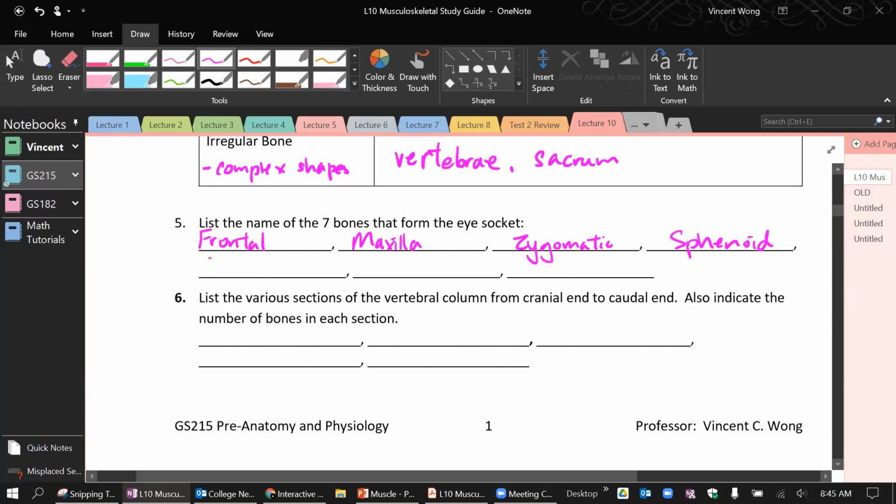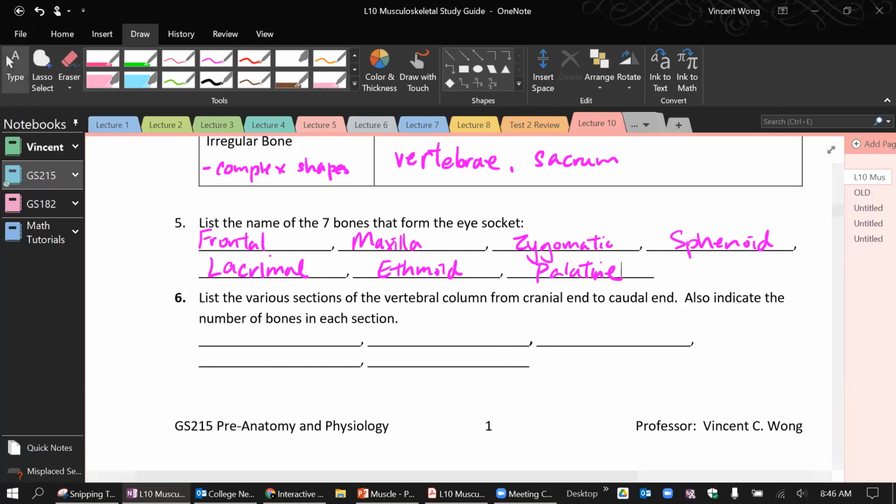There is the lacrimal. Right? It forms the medial side. Ethmoid also forms the medial side. And finally, we have the palatine. Okay. These are the 7 bones that form your eye socket.